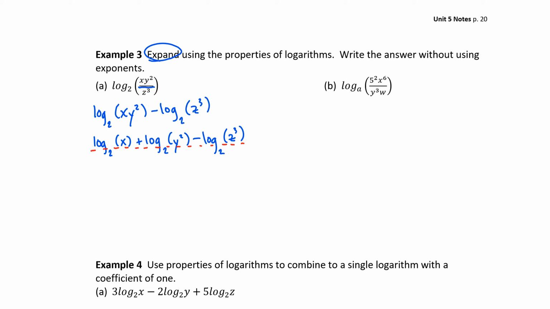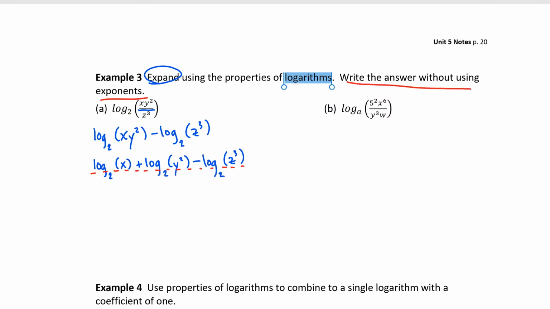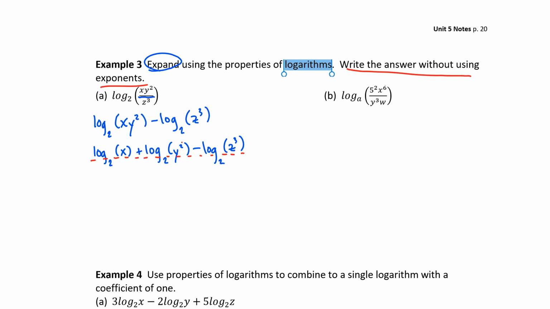Now, we want to make sure and write our answers without any exponents. And at this point, we still have a couple of exponents. So using our power property, we can take the exponent on the argument down in front as a coefficient. So this exponent is going to move to coefficient position, and this one as well.